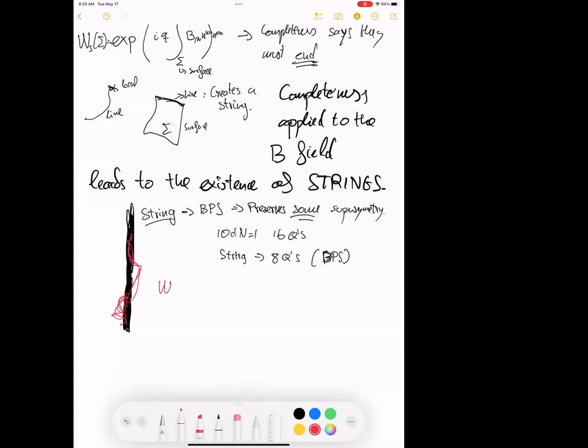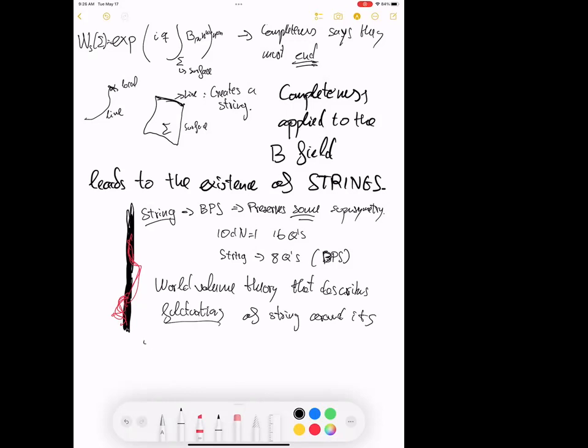So there's just a worldvolume theory that describes fluctuations of the string around its equilibrium position. So the string is dynamical in this sense, it can wiggle around, okay?